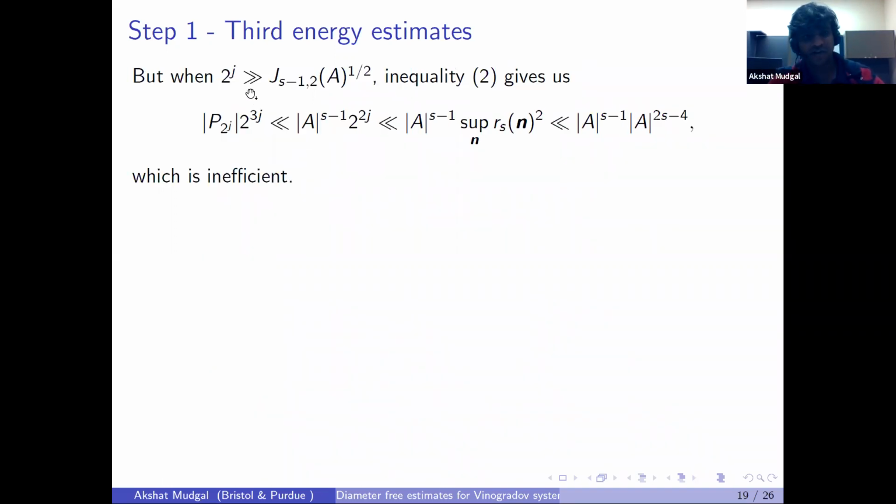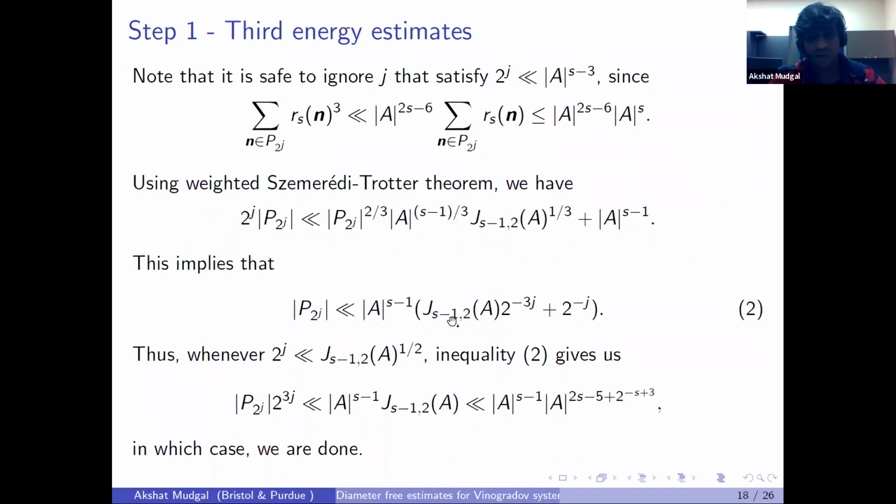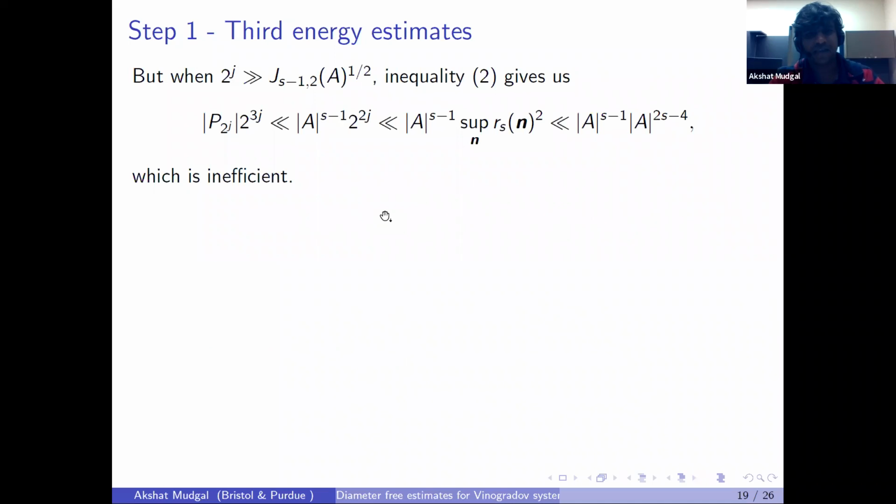When the error term dominates, that is when 2 to the power j is large, I'll try to use this inequality again and see what I can get. When I try to use this inequality to get a third moment estimate, I have an upper bound which looks like this. Remember, 2 to the power j can be as large as the maximum of the representation function, so this is a reasonable step. But now I'm stuck because I have no non-trivial bounds for the representation function. So what I do here is put in the trivial bound for the representation function, which is this.